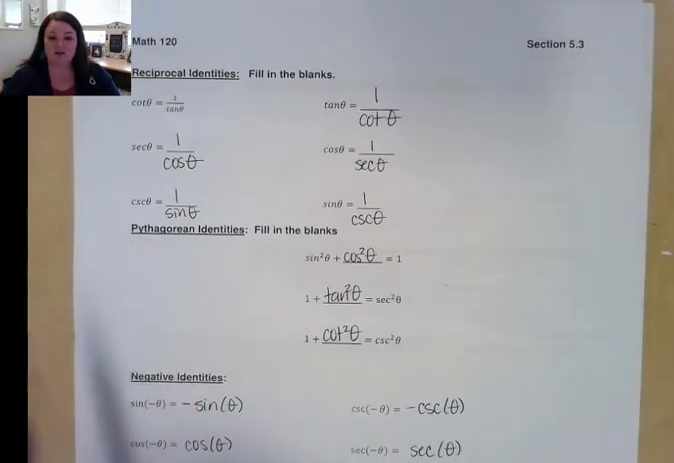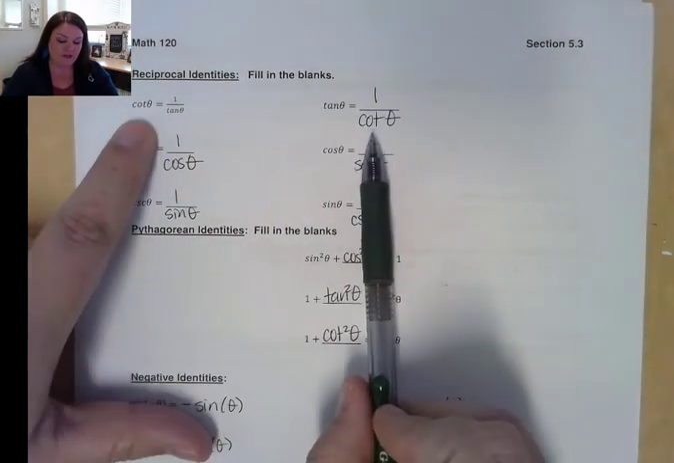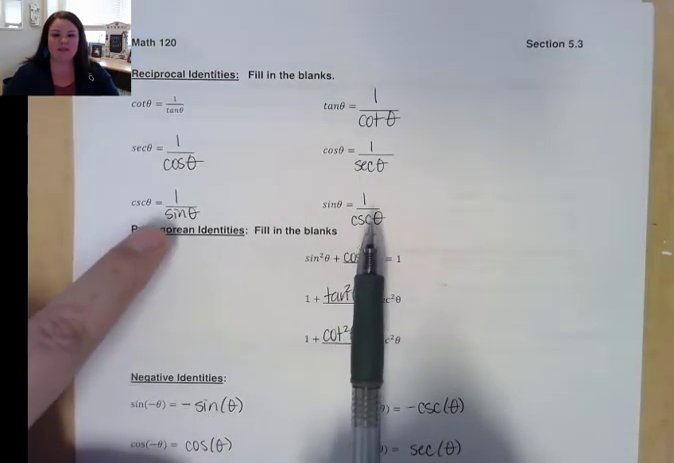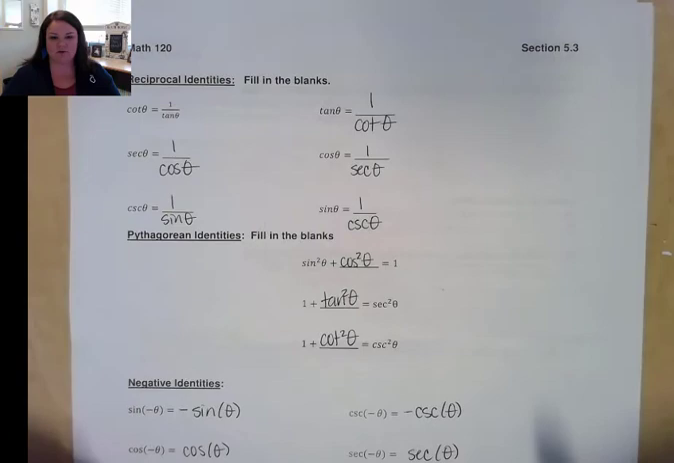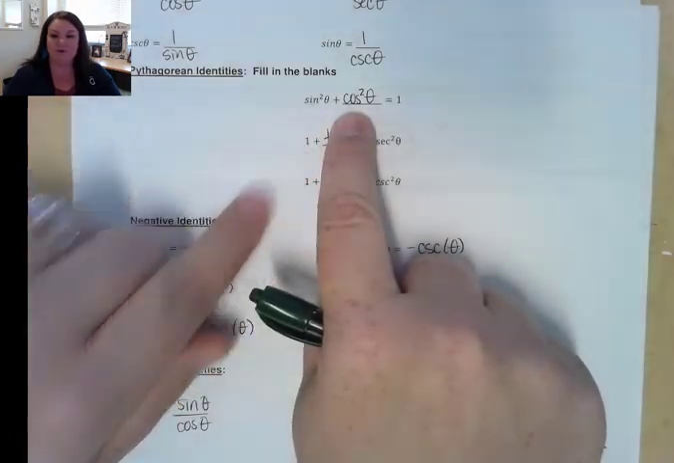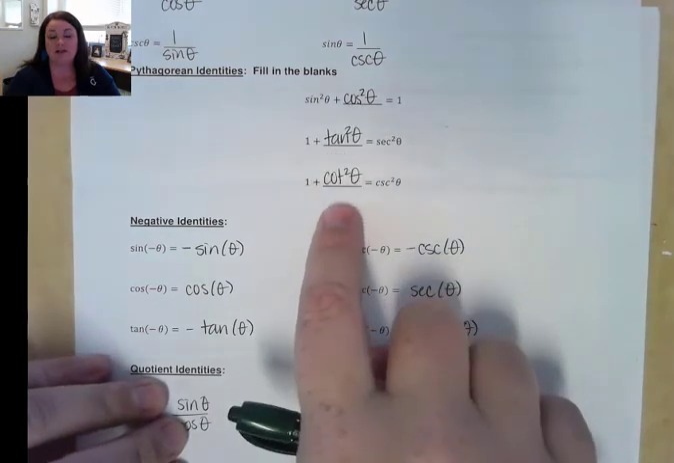All right, so all of our reciprocal identities: cotangent and tangent are reciprocals, cosine and secant are reciprocals, and sine and cosecant are reciprocals. The Pythagorean identities are, we should have put a cosine squared in, a tangent squared in, and a cotangent squared in, right?